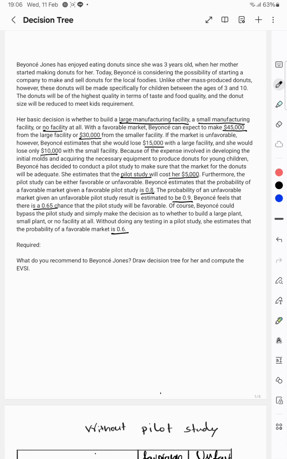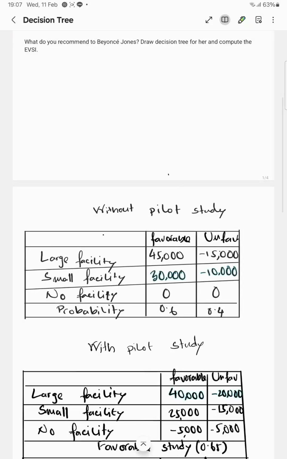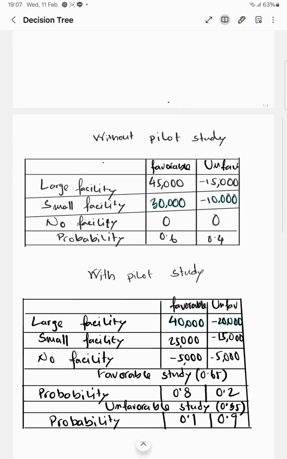To see these numbers clearly, I made two tables below. You can skip making a table, but it's useful to make one. If you make a table first, then you will see the numbers clearly. So let's have a look at the table. We have two tables actually here. The first table is for without pilot study.